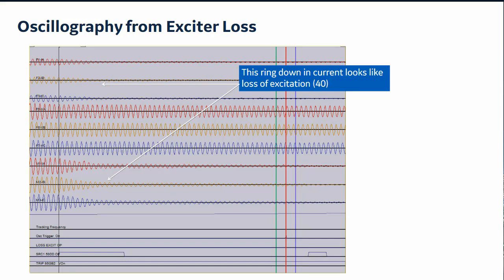Now, what I see on the bottom is, when you set up the oscillography, you can configure it to record digital states. And so as I look at the digital states in the bottom, what I see is the 40 function, which is the loss of excitation function, is not operating. So I don't see it picking up here. And since I don't see it picking up here, we know that the story as we know it so far is correct. They've had a loss of excitation event, exciter tripped offline, but they did not operate.